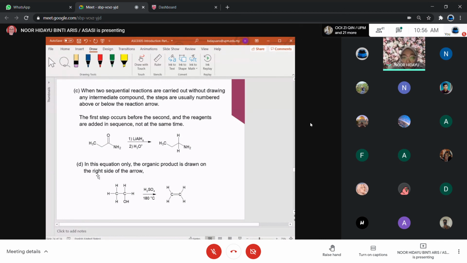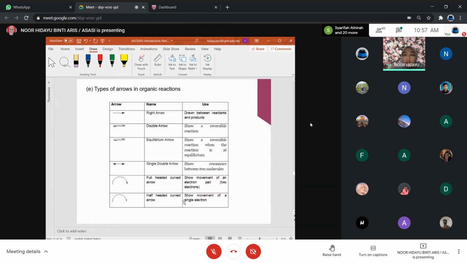Fourth, in this equation only the organic product is drawn on the right side of the arrow. So all products must sit on the right side. We have the reactant, this is the catalyst, acidic, and below is the parameter, what the temperature is, then it undergoes reaction and gives the products. Another one, E. This one is important: types of arrow in organic chemistry.